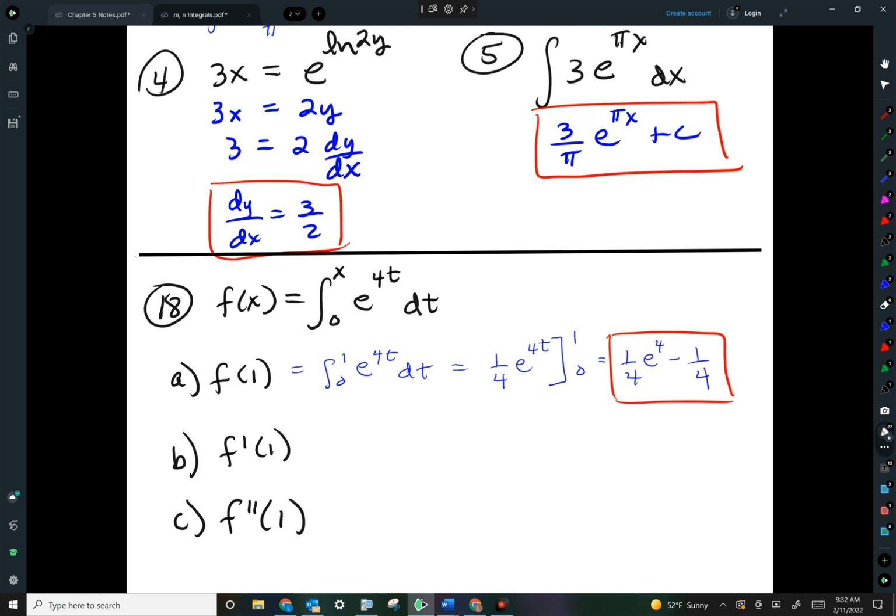All right, Chloe, what did you get for part A? E to the 4th over 4 minus 1/4. That's what I got. Yep. So for part A, if I want f of 1, don't you just plug in a 1 everywhere you see an x? And if I'm integrating from 0 to 1, I actually have to integrate, right? And that's where you can use your shortcut, your 1/4. Is everybody okay with part A? Question on part A? No. Chloe, who will be doing the honors for part A?